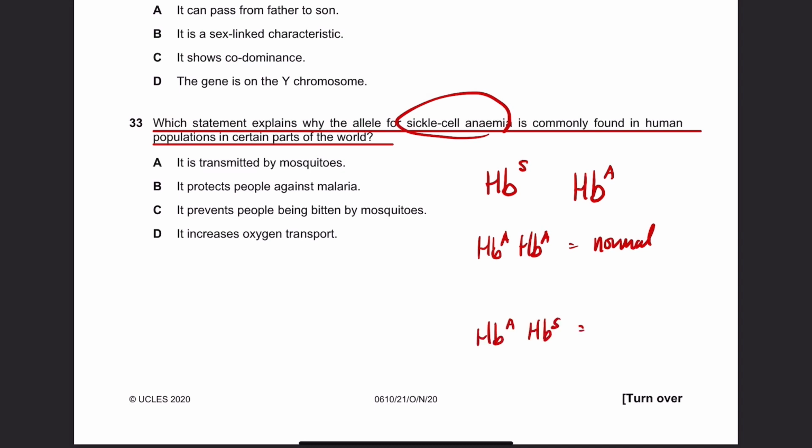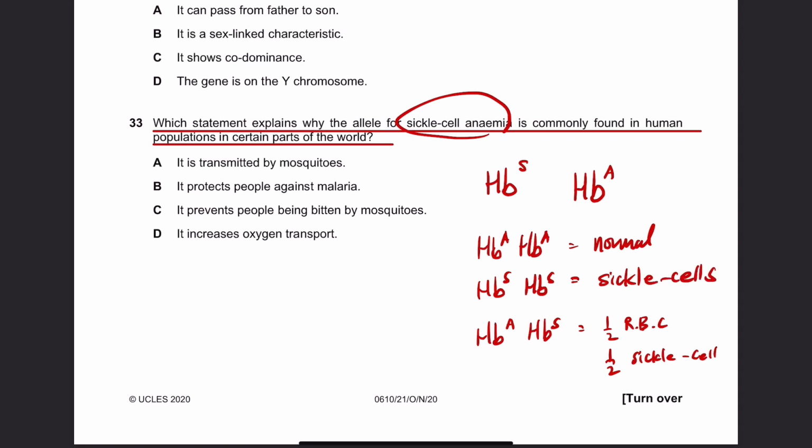If you have one A and one S, then you are not a carrier, but like half of the red blood cells are normal and half of them are sickle-shaped red blood cells. If you have two S's, then all of your red blood cells are sickle cells.